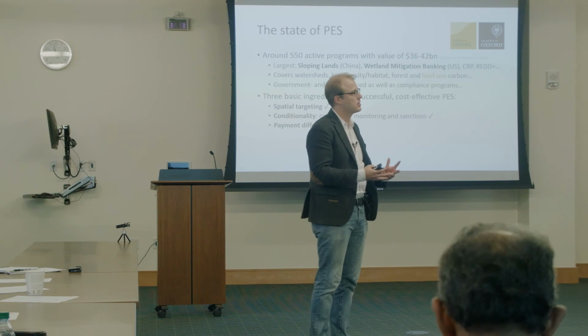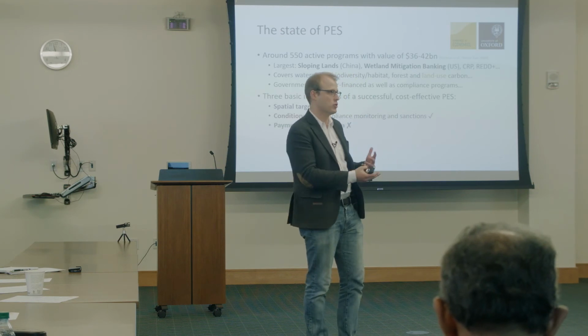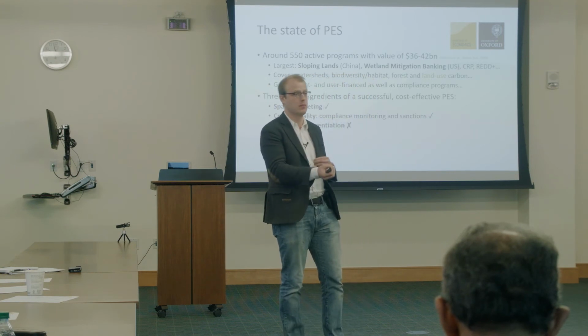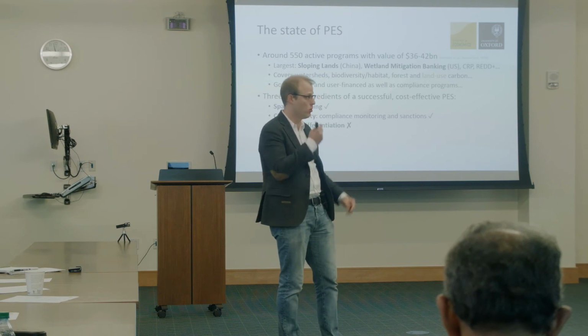And the third thing is that you need some way of differentiating payments. For cost-effectiveness reasons, you might want to pay some people more and some people less, depending on what their costs and benefits are, depending on how ecologically important they are.